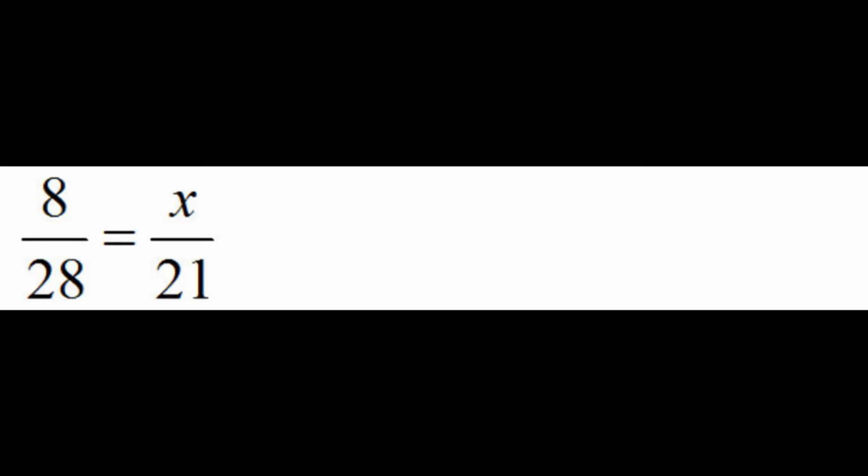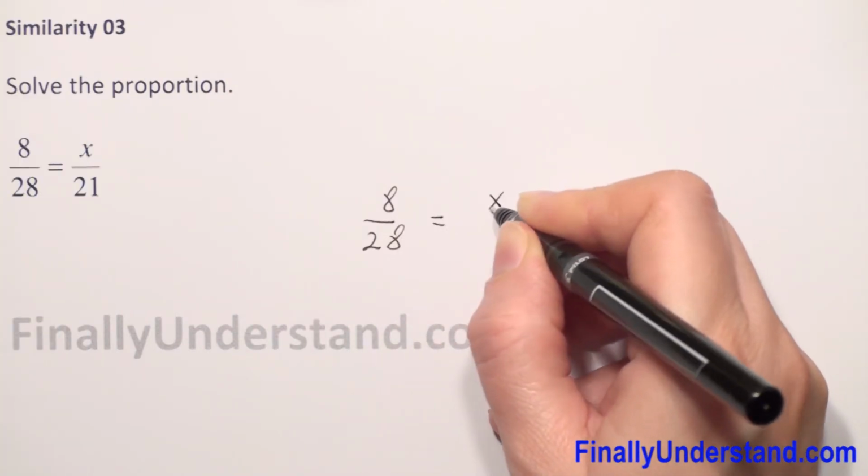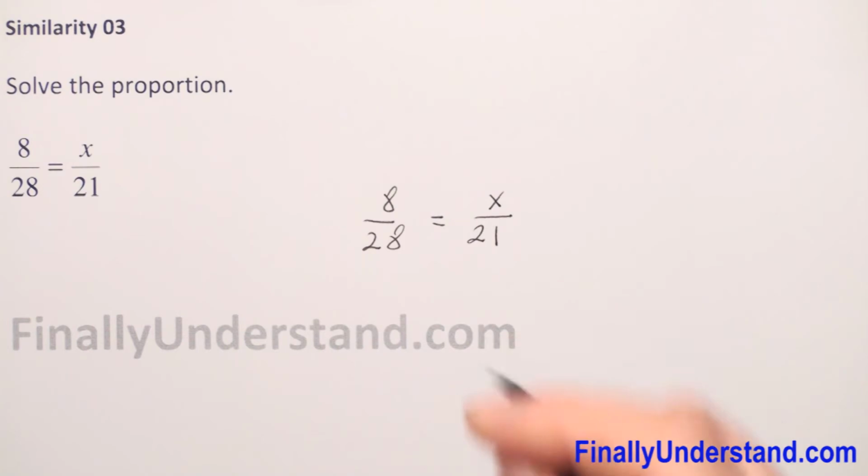We have to solve a proportion. How do we do this? Let me copy our example first. We have 8 over 28 is equal to x over 21.